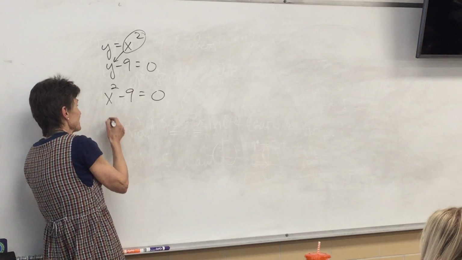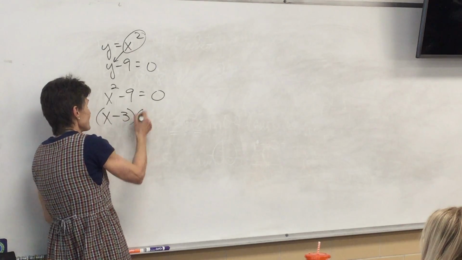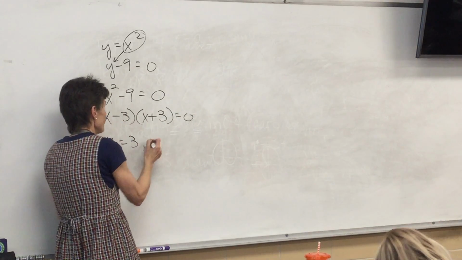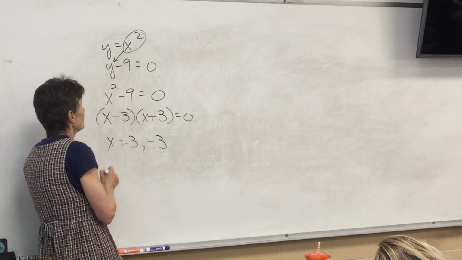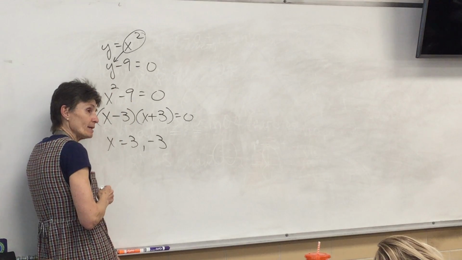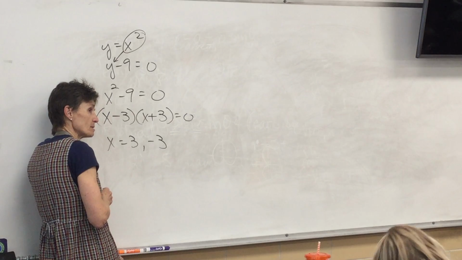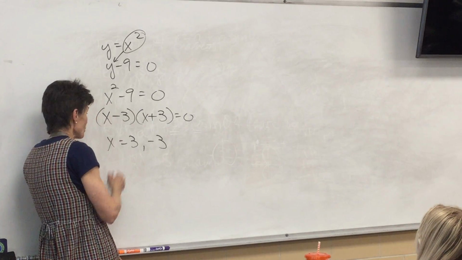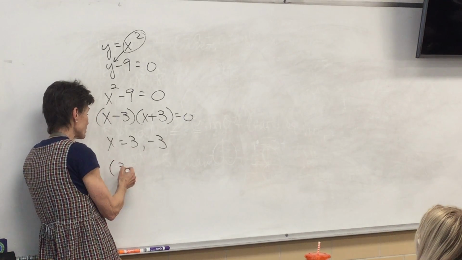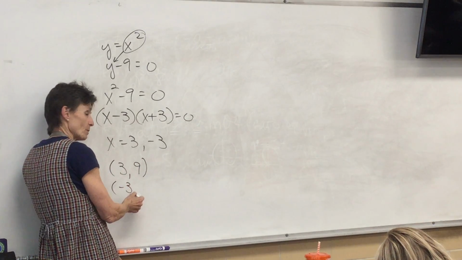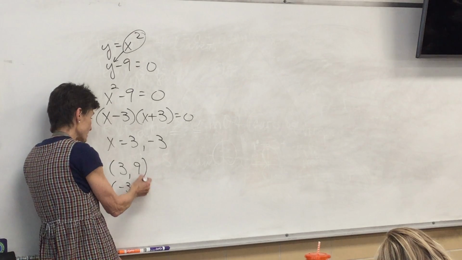So then, what does this tell me about x? X is either going to be 3 or negative 3. Well, what do I know about y? What's y? X squared, which is 9. So I have two answers. If x is 3, y is 9. What if x is negative 3? Y is 9.